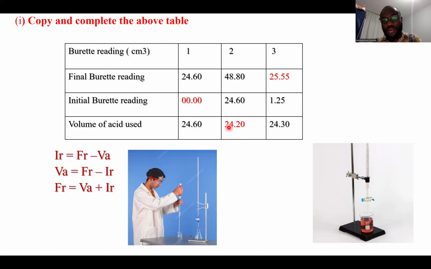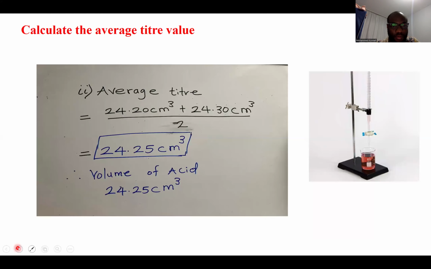We have 24.60, which has a very large margin here. So in this case, we're not going to take 24.60. We're going to take 24.20 and 24.20 because they are consistent. So we take these two numbers and divide by 2. 24.20 plus 24.20 divided by 2 gives 24.25 cm3. Therefore, your volume of acid becomes 24.25 cm3. We're always going to use this number in the titration as the volume of acid used.